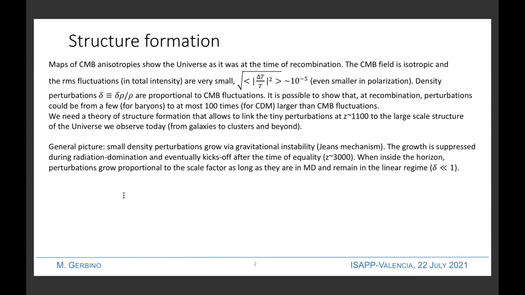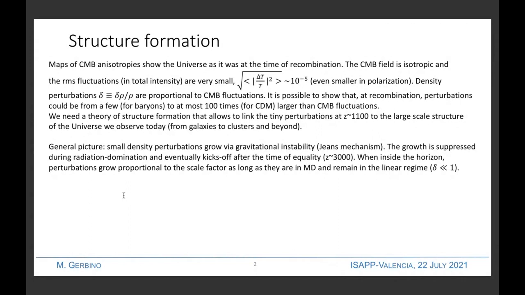We will see why in a while. So at the time of recombination, this means that the perturbations in the matter field were very tiny. But today we observe very large, not just perturbations, but very large overdensities or underdensities in the matter field. We observe galaxies, clusters of galaxies. We observe ginormous voids in the universe.